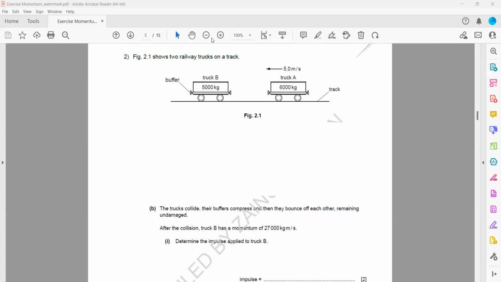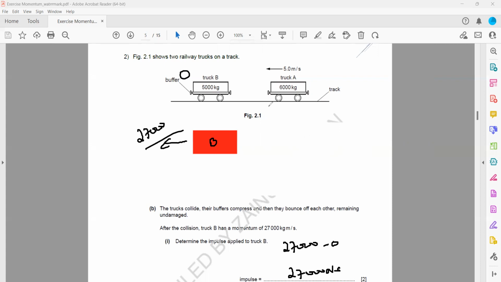So what is the momentum of truck B before the impact? 0. Yeah, it is 0. Why? Because it was stationary. So stationary objects will have 0 momentum because the velocity is 0. Final is 27,000. So when we work out the impulse, it will be 27,000 minus 0, which equals 27,000 itself. And Newton second will be the unit.